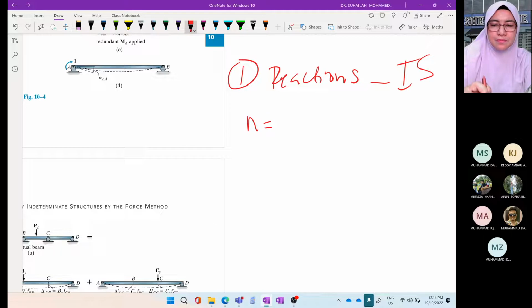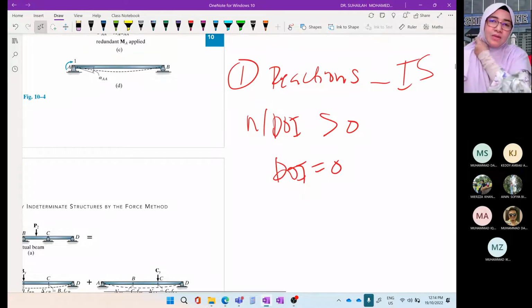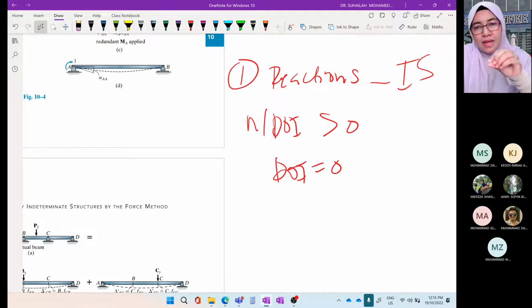N or DOI, degree of indeterminacy, is more than 0. Because when DOI equal to 0, you can analyze, you can calculate using equilibrium equation. Kalau you dah baca benda ni, you dah ada idea apa yang saya try explain. Tapi bila DOI tu is more than 0, maybe 1, maybe 2, maybe 3, so lebih limit up to 3, we cannot calculate reaction using equilibrium equation anymore. That is why we have to use flexibility, we have to apply flexibility method.